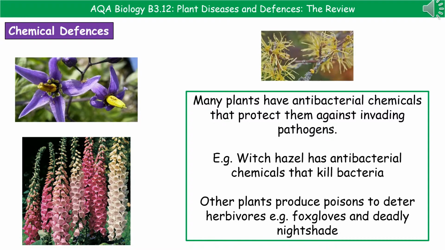Another option available to them is to produce poisons. And the whole idea of producing these poisons is to try to deter any herbivores or insects from eating them. So things like foxgloves in the bottom left there, or deadly nightshade, these produce poisons that will prevent those herbivores eating them and therefore prevent them damaging them. Just as a side note, they're also quite poisonous to humans, so don't eat those plants.